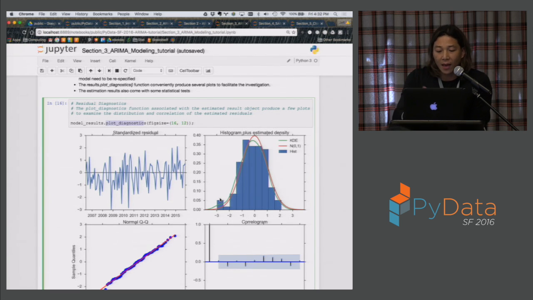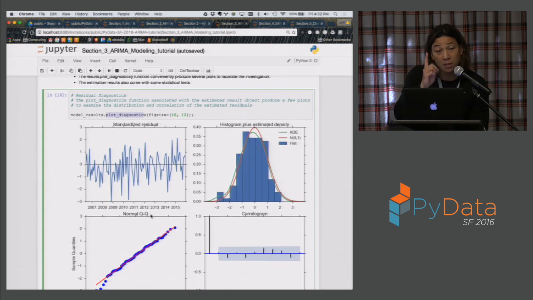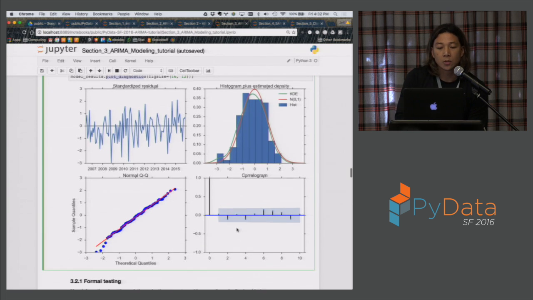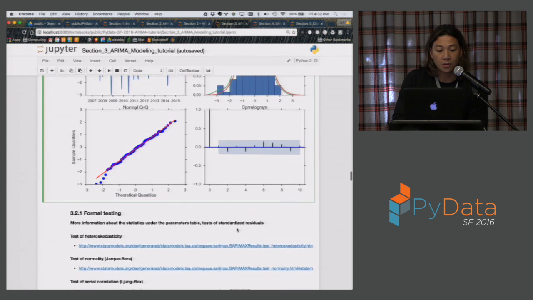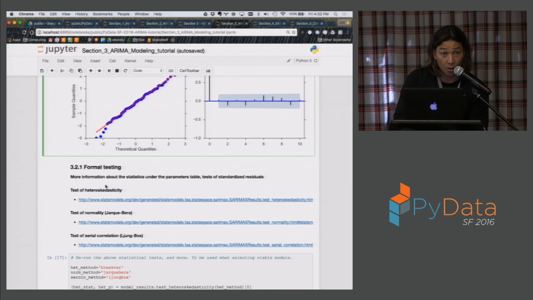The distribution is fairly normal. In fact, you can look at it based on the QQ plot. At the end, there's a tail that is flatter than a normal. But based on the statistics that we show above, it cannot reject the hypothesis that this is normally distributed. And this is the correlation of the series. It's not correlated. So at least this particular model looks reasonable after you do the diagnostic. We include some references here for the formal testing.